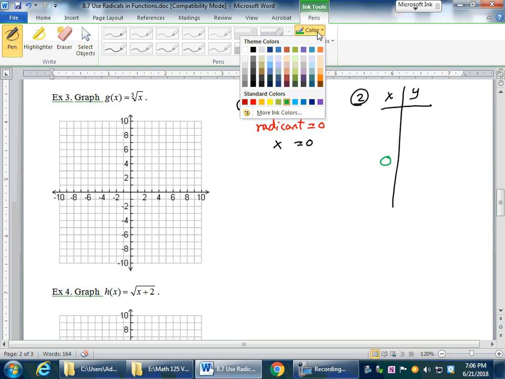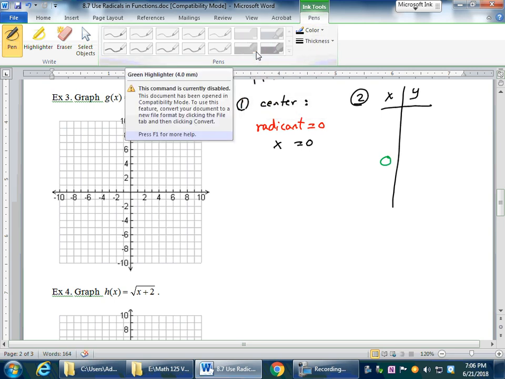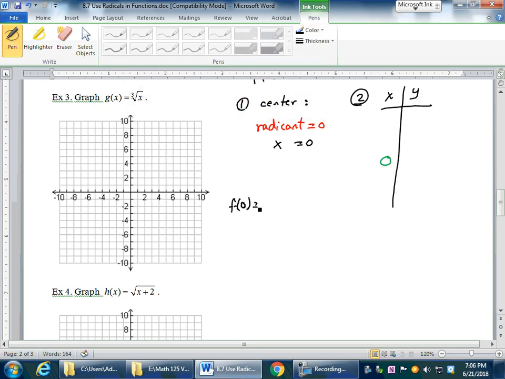0 is my center. So I know that f of 0, that is cube root of 0, will give me 0. Now I'm going to find the points on the right-hand side of the center. 1 is another perfect cube, so cube root of 1 is 1. Another perfect cube is 8, and cube root of 8 is equal to 2.